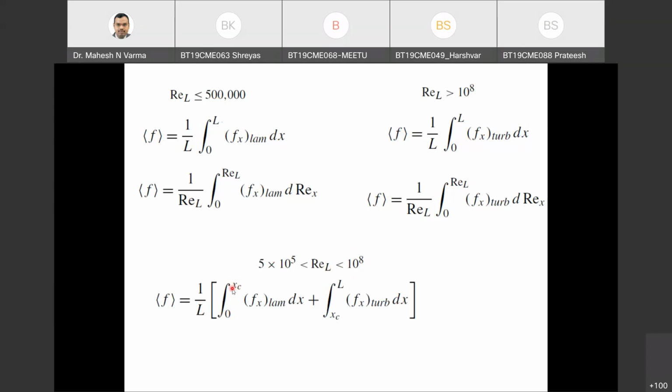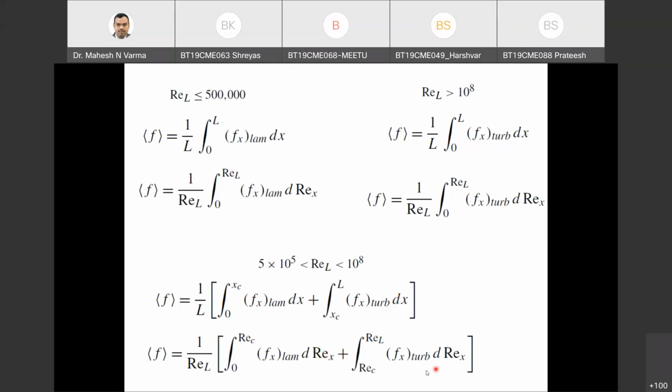There will be a critical length. Critical length means the length till which the Reynolds number reaches 500,000. Till that I will be considering the local value for laminar. After the critical length, it will be turbulent, so I will consider turbulent. Both equations we will consider if the Reynolds number is between this and this. Again, substituting x equals Re_x, I can rearrange this equation and get the average value of friction factor.